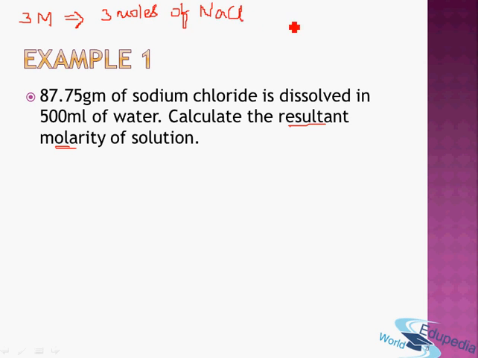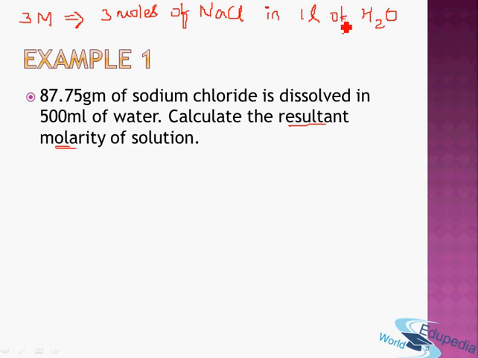I have 3 moles of NaCl in 1 liter of water. This is how you interpret this data. If you were to start with, say, 3 molar, it means if I had 2 liters of water instead of 1 liter, if I had a 2 liter bottle, I would have had 2 times 3, 6 moles of NaCl. So this is how you interpret this information: 3 molar means 3 moles of NaCl in 1 liter of water.